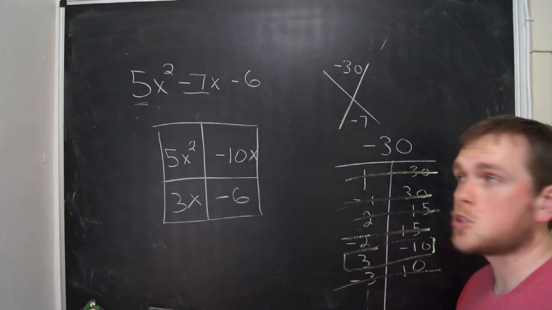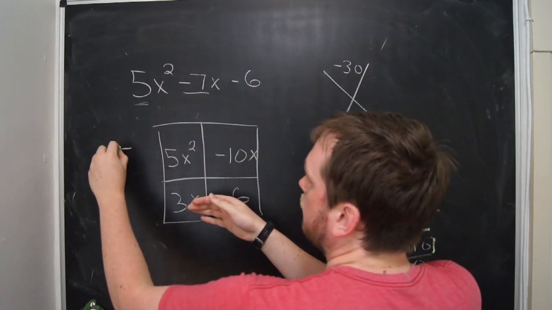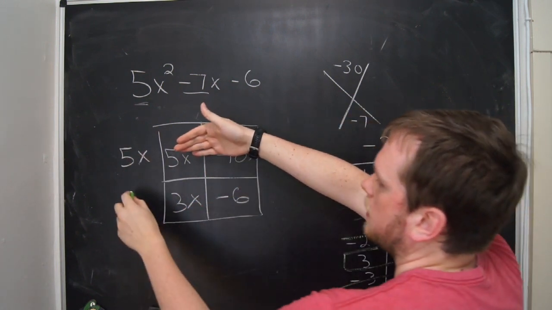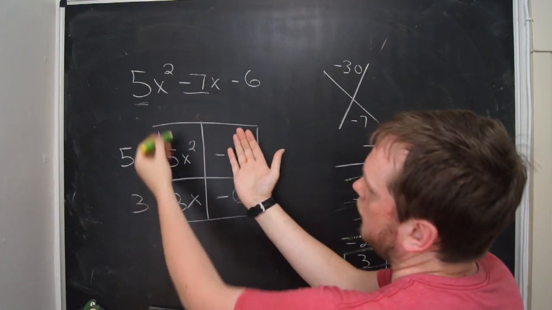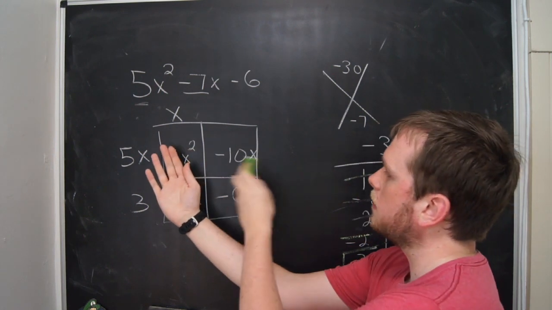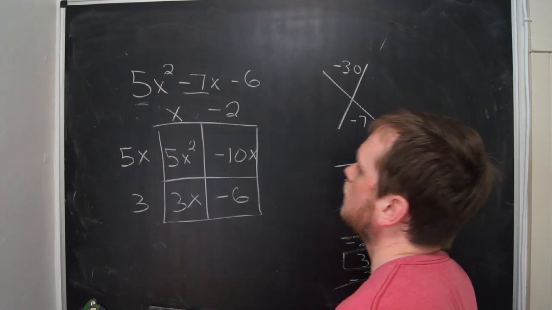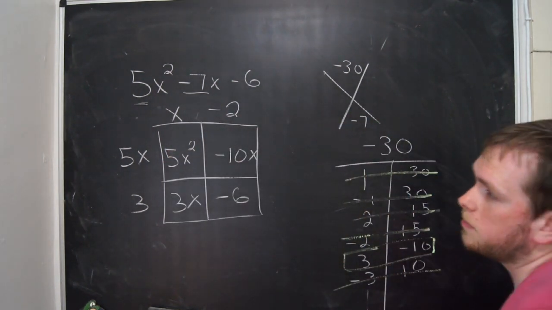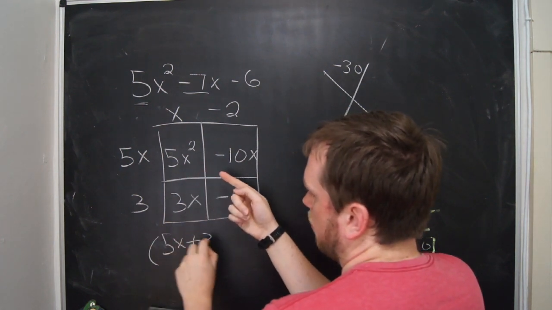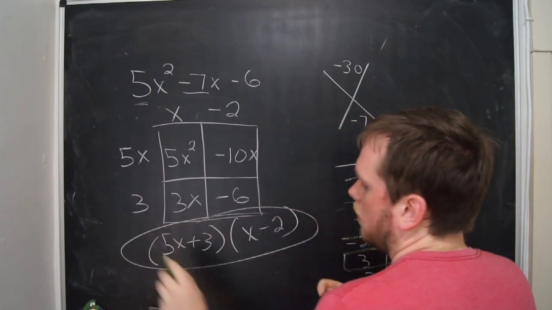Okay, so now we're looking at GCFs. GCF for 5x squared and negative 10x. Well, I could definitely pull a 5x out of there. GCF across here, 3x and negative 6, that would be positive 3. Going down, 5x squared and 3x, that'd just be an x. And lastly, negative 10x and negative 6, well, that would be a negative 2. So now our final factored form is going to be 5x plus 3 and x minus 2. And there we are.